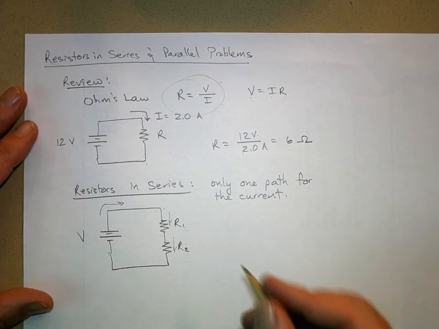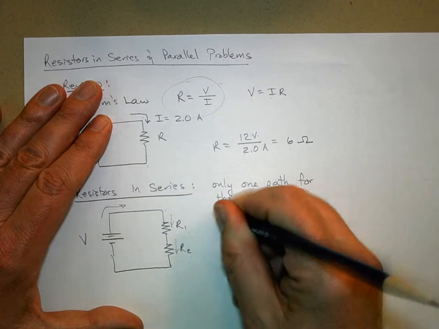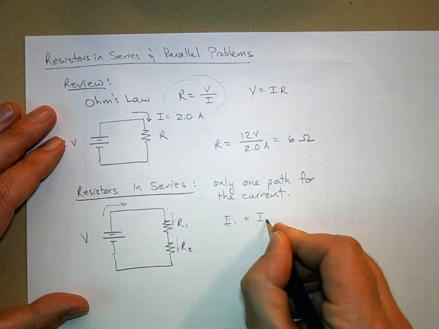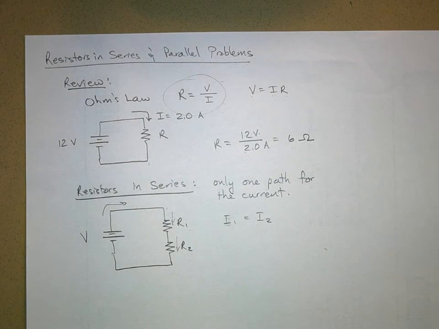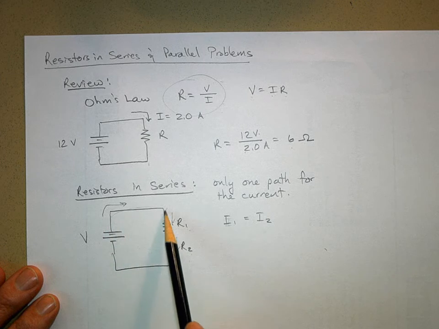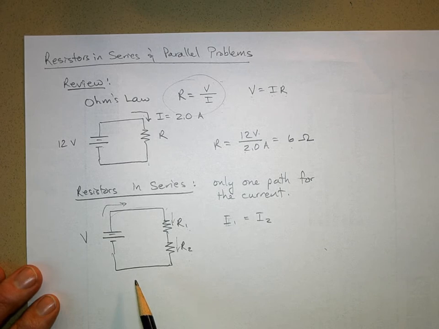Now, here's what we can say. We know that I1 is equal to I2. Does that make sense to you, what I just wrote there as a little mathematical expression? What this means is, the current that flows through the first resistor is also the same current that flows through the second resistor. The two currents are equal to each other. They're in the same path. Does that make sense? Okay.